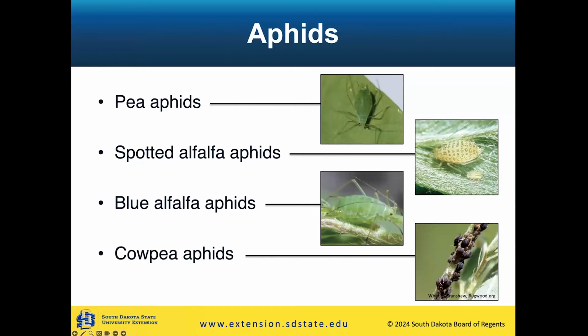So the next one I want to talk about is aphids. There are several different aphids that will affect alfalfa. We have pea aphids. These show up more in cool, wet conditions. I know we had a lot of issues with them back in 2019. It seemed like that was a pretty cool, wet year, perfect for pea aphids. But we have several other aphids that can show up as well: the spotted alfalfa aphid, the blue aphid, and the cowpea aphids.